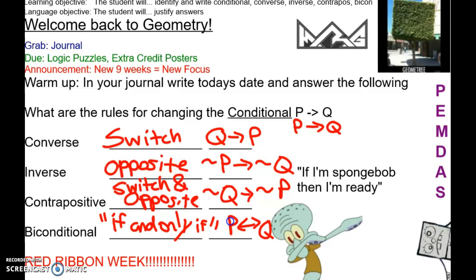So that's a recap of yesterday's notes. If you weren't here, you should have been writing this down. And it breaks my heart that some people who were not here yesterday are not writing this down.